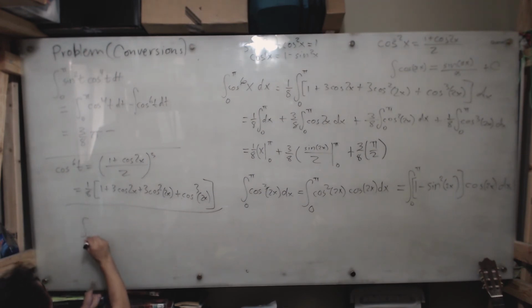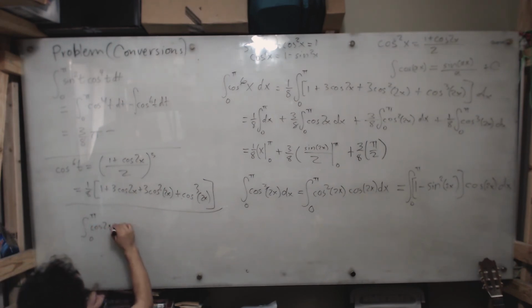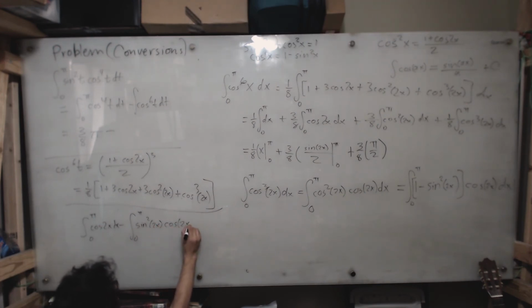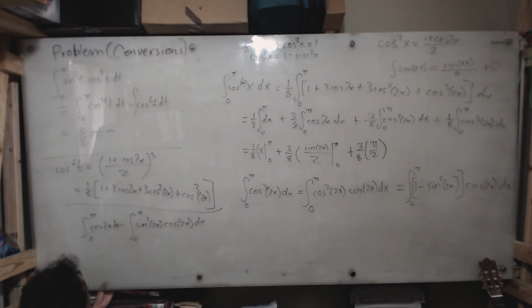So this is going to be the integral from 0 to pi of the cosine of 2x dx, minus the integral from 0 to pi of the sine squared of 2x cosine of 2x dx. Okay? And so now we're in a position to solve this problem. This first part is already clear to us because that's just the example up there.